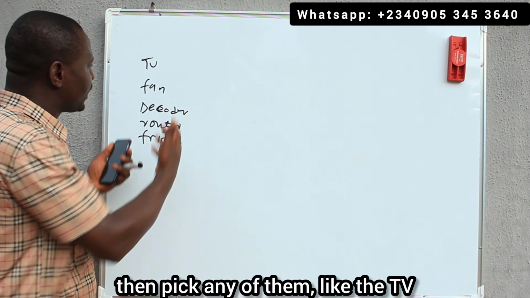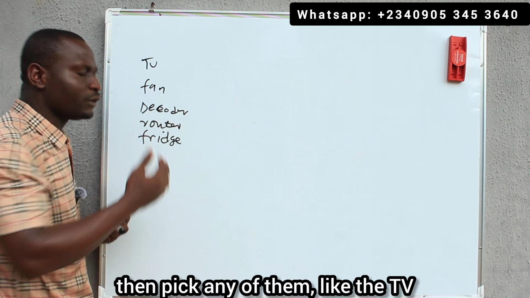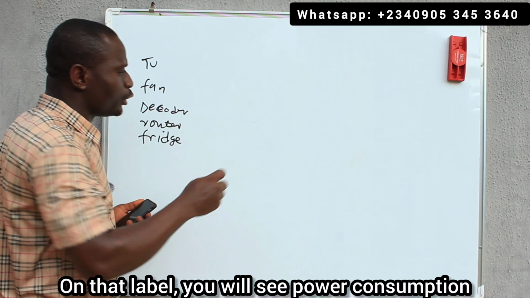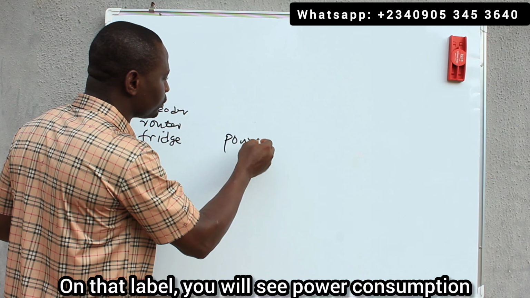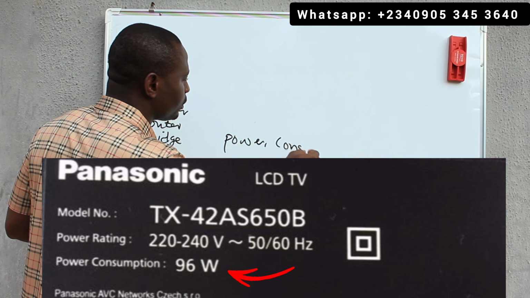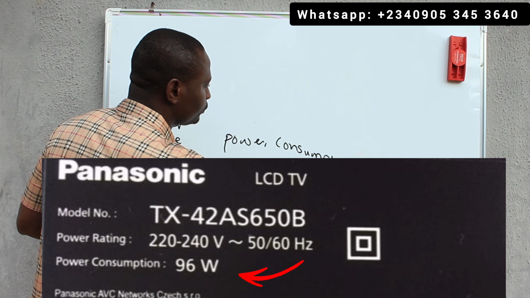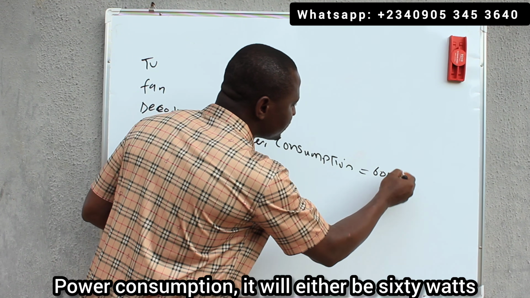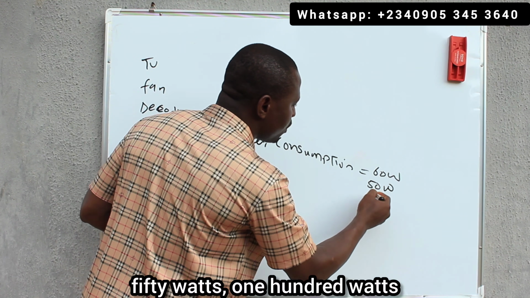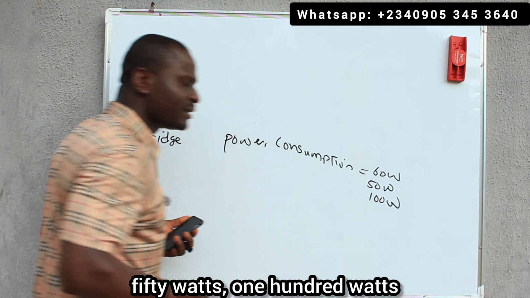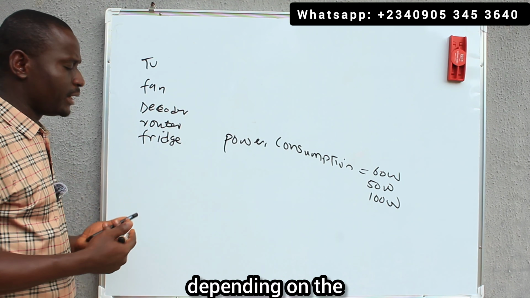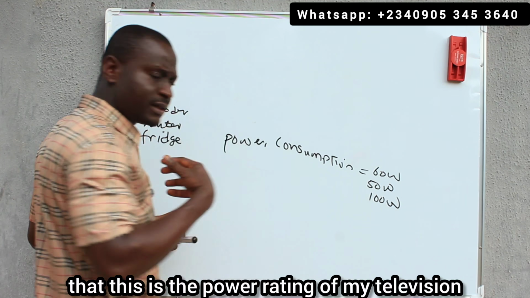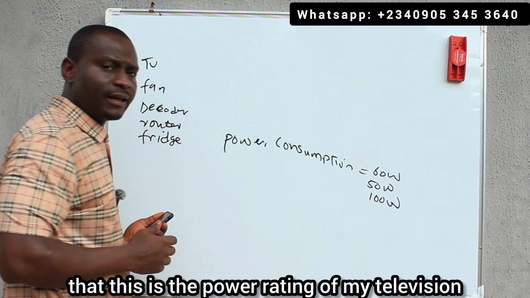Then pick any of them, like the TV. Go to the back of the TV. You will see a label. On that label, you will see power consumption. It will either be 60 watts, 50 watts, or 100 watts, depending on the size of TV you are using. From here, you know that this is the power rating of your television.